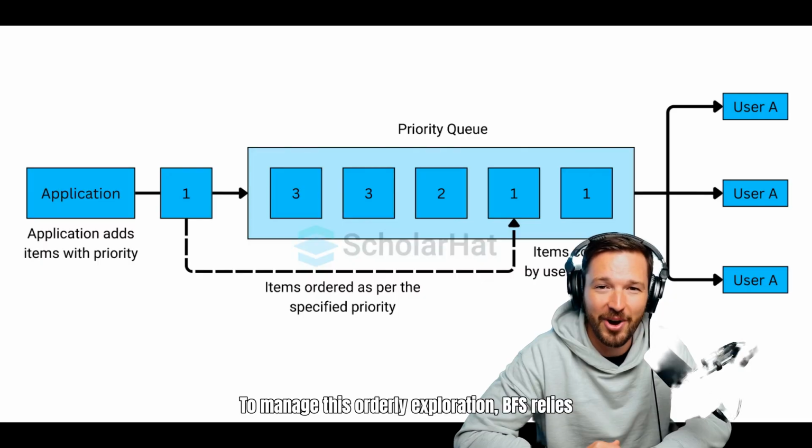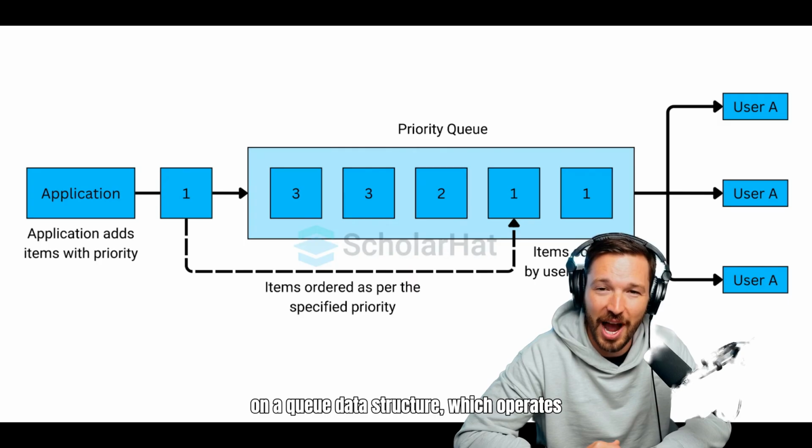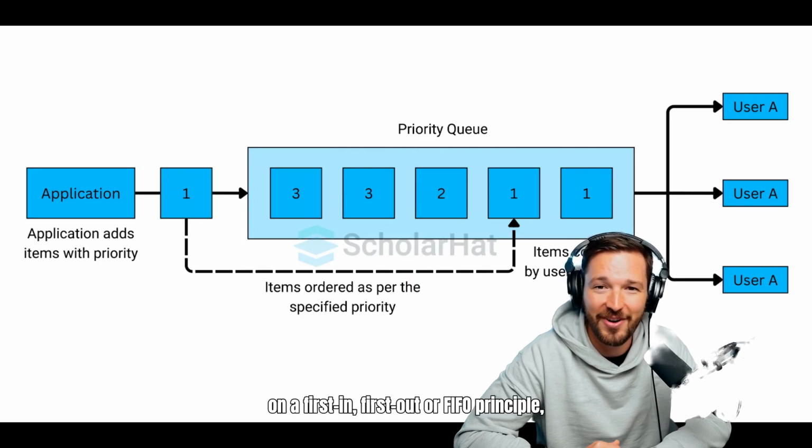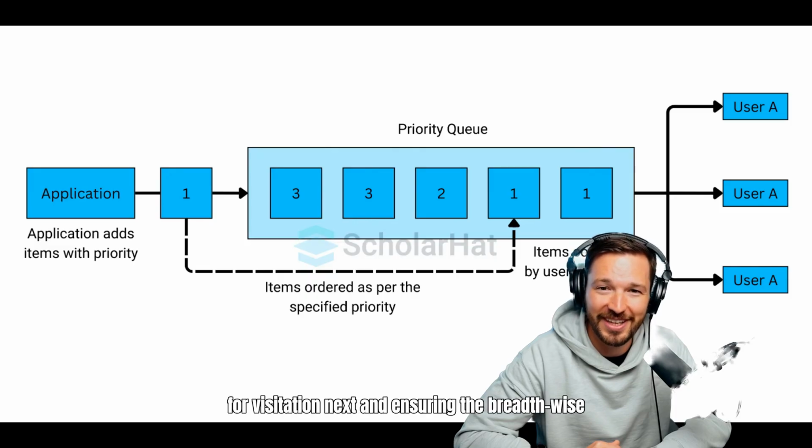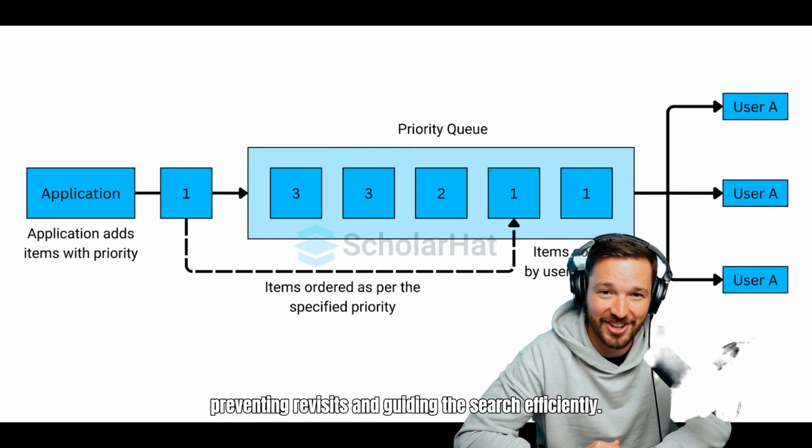To manage this orderly exploration, BFS relies on a queue data structure, which operates on a first-in, first-out, or FIFO principle, keeping track of the nodes queued up for visitation next and ensuring the breadth-wise progression remains intact. This queue acts as the algorithm's memory, preventing revisits and guiding the search efficiently.